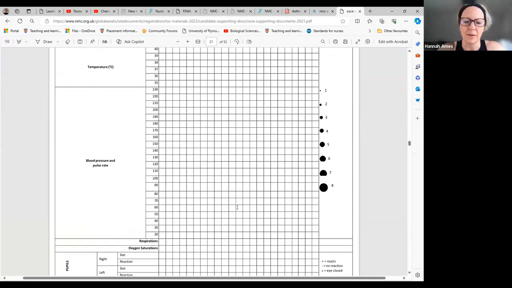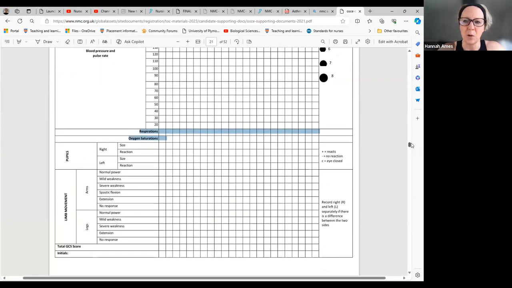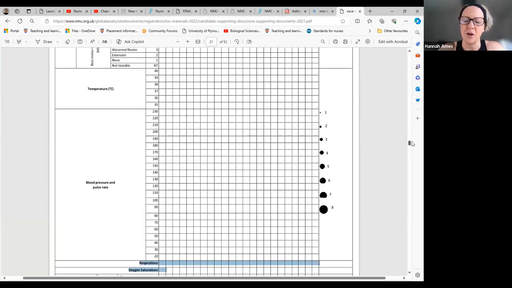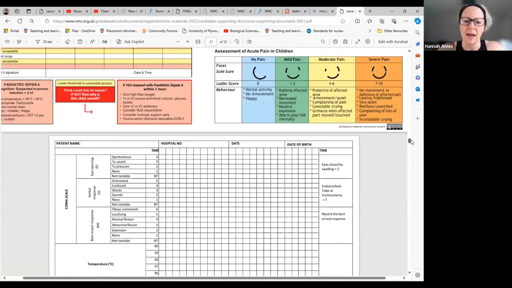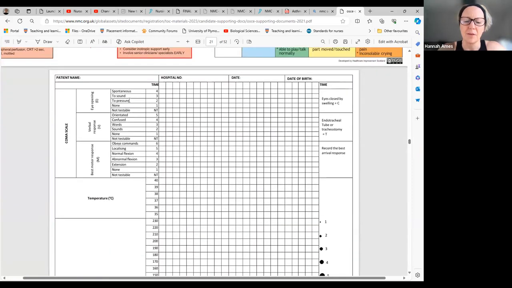The main difference is that the respirations and the oxygen saturations appear under the blood pressure and pulse rate. So it is quite important to be working off the most up-to-date version of that Glasgow Coma Scale. Some of the terminology has also been changed. Instead of "to pain", we say "to pressure". It's important to be up to date with your practice anyway, but especially for the exam.